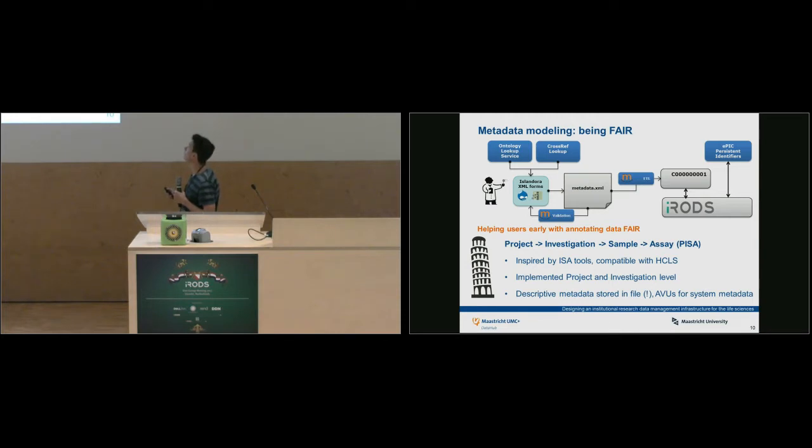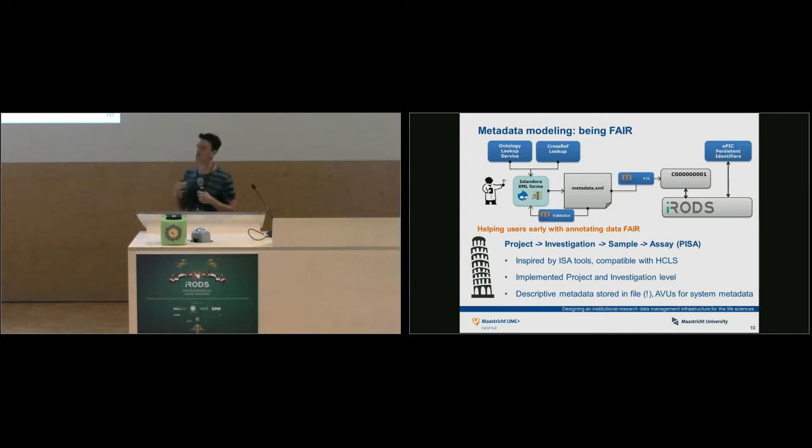and then in our ETL process added to the collection. And at this point, a persistent identifier using the Epic interface is added to the collection. As you can see, our descriptive metadata is now in a file. It's not as AVUs in iRODS. This may sound a bit weird, but mostly this has grown historically in our system, and we're not completely happy with it anymore.